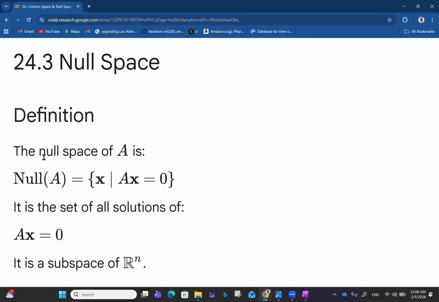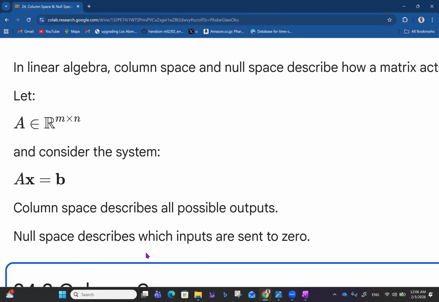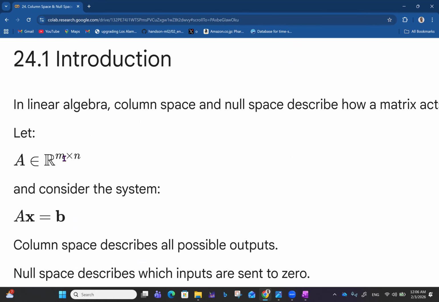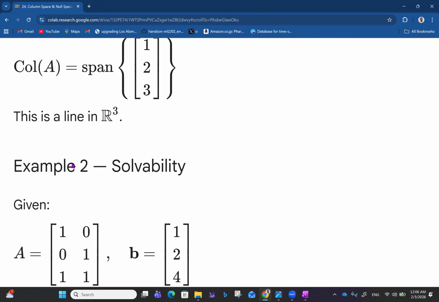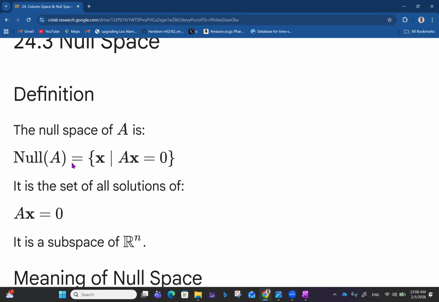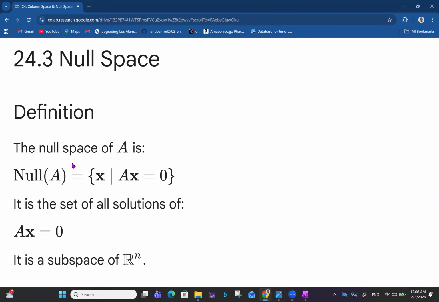For null space, the definition is this. The null space of A, null A, equals the collection of all possible values of x such that Ax is equal to 0. So it is the set of all solutions of Ax equals 0, and it is a subspace of Rn. So remember, column space is a subspace of Rm, while null space is a subspace of Rn, if the matrix originally defined is an m by n matrix. So column space is in Rm, while null space is in Rn.